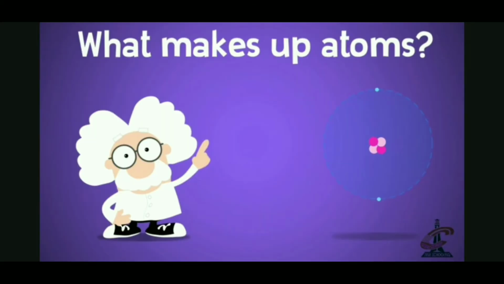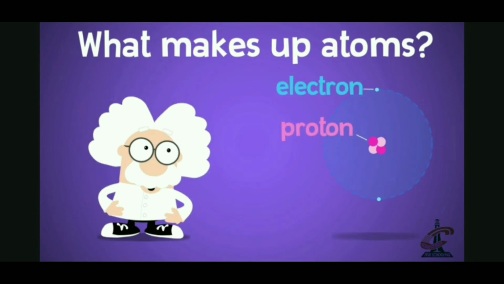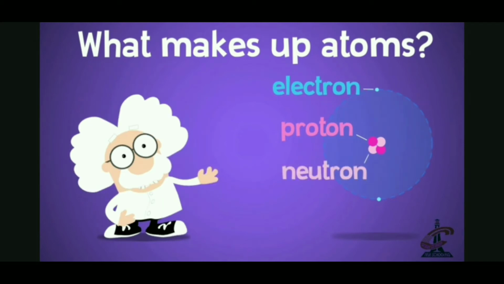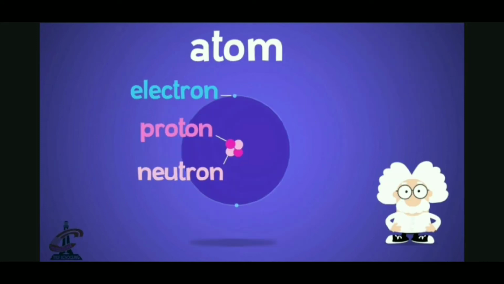Now let's understand what makes up an atom, how atom forms. Atom has a particle called proton, electron, and the last particle is the neutron. As atom has 3 particles. There are 118 kinds of atoms, students. Each of these tiny particles does something special.